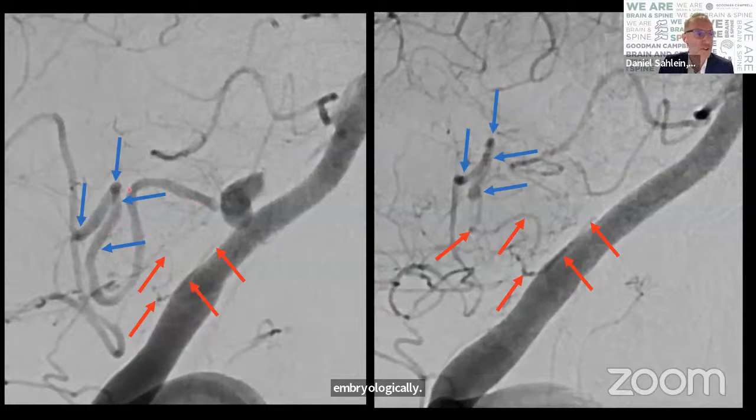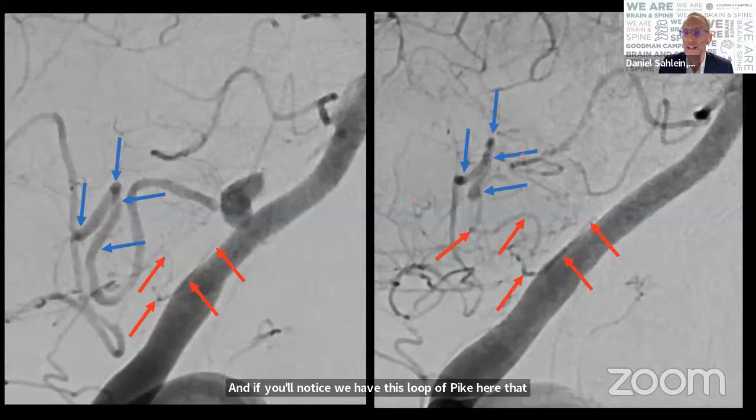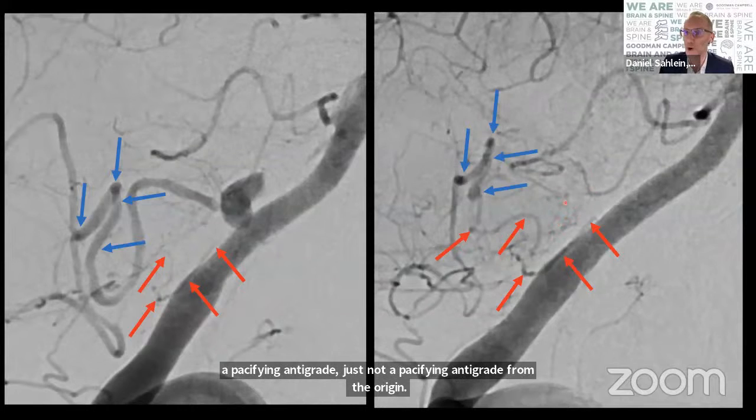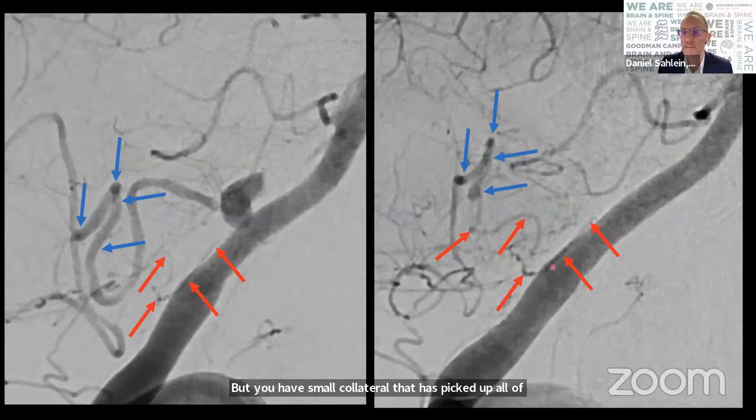And if you'll notice, we have this loop of PICA here that I'm pointing out in blue, and this is actually opacifying. So the PICA actually is opacifying antegrade, just not antegrade from the origin. But you have small collaterals that have picked up all of that supply. The lateral spinal artery has picked up the supply to the rest of the PICA. And here the patient is completely asymptomatic.